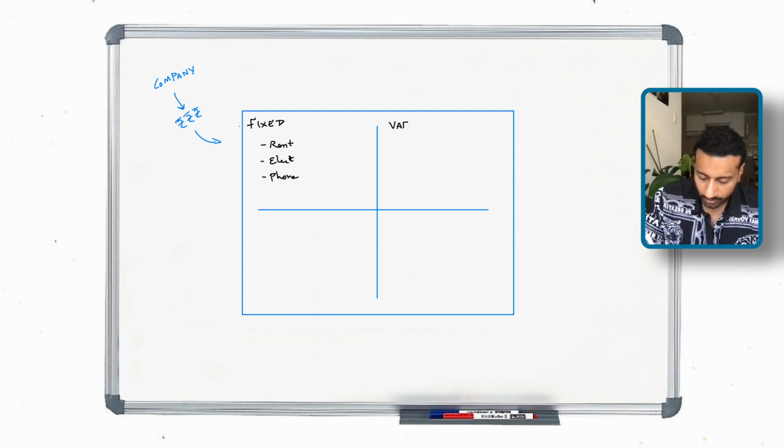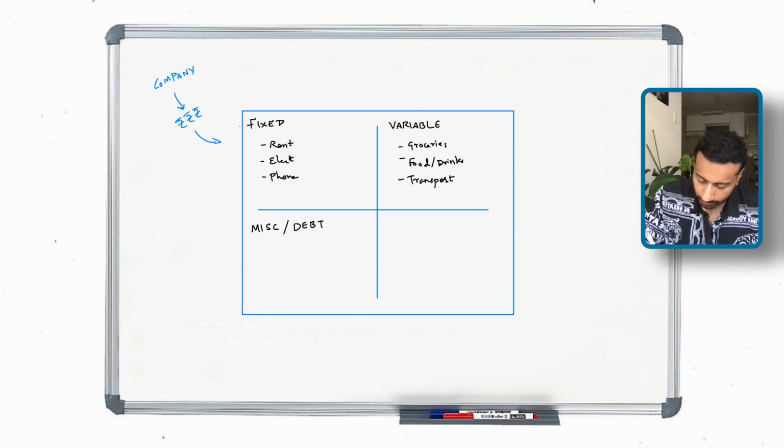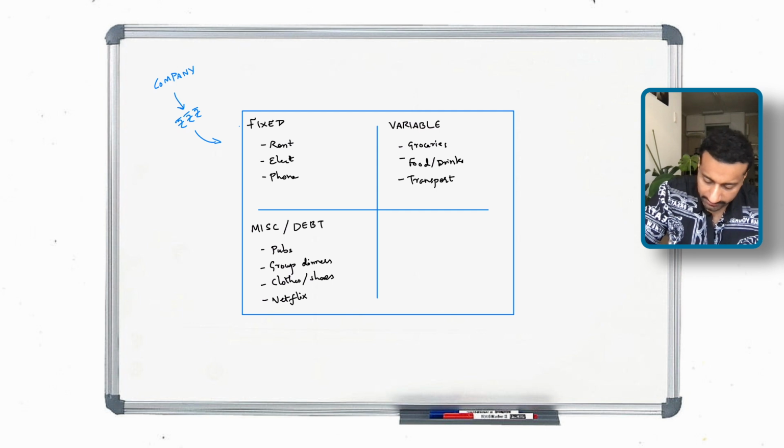The next one is variable. So just like the name says, it varies every month. And these are generally, I'm going to put it as groceries, foods or drinks outside, transportation. So these things can change every month. And the next one is miscellaneous or debt. These are things like, let's say, maybe you like to go to the pubs or you like to have group dinners with friends. You like to buy clothes, shoes, and Netflix. And the final category is savings, where you will start to build your financial future.